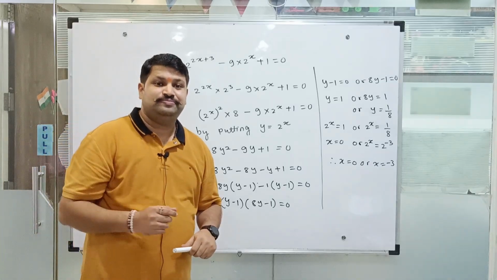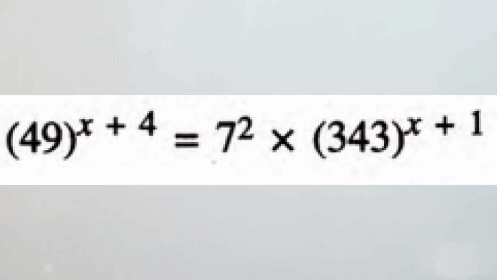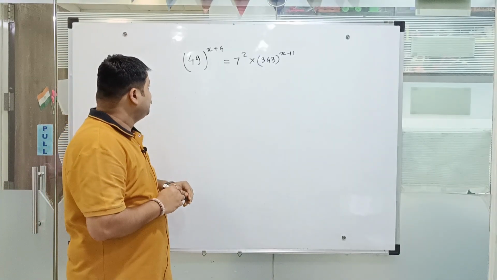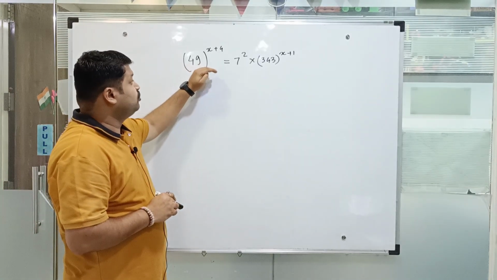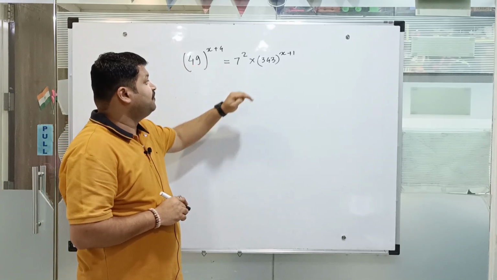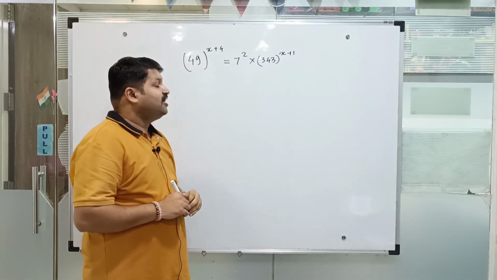Let's go ahead and do one more such example where we find the value of x, but in a different manner. Now the next example that we have is 49 to the power of x plus 4 is equal to 7 square times 343 to the power of x plus 1. This example will be done in a different manner, however we'll get a similar answer. So 49 to the power of x plus 4 is equal to 7 to the power of 2 multiplied by 343 to the power of x plus 1.